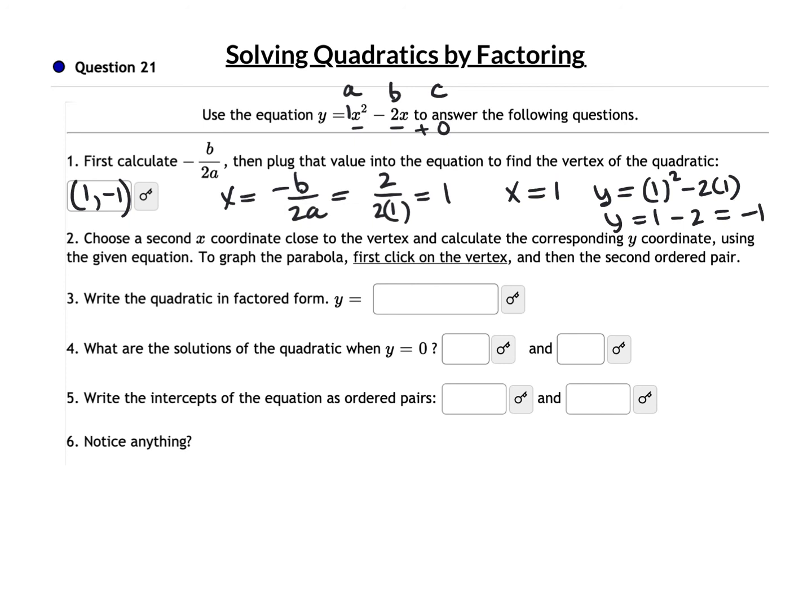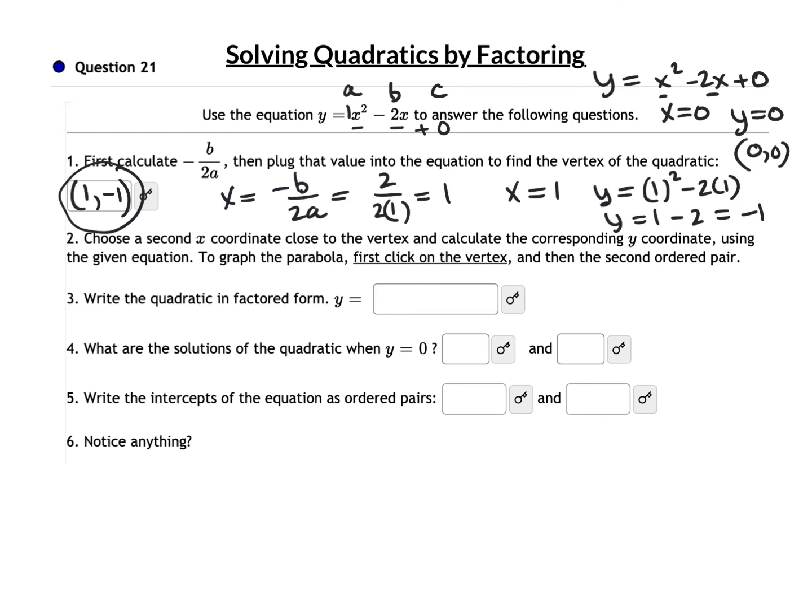On the second part, you're going to graph this thing. You're going to click on the vertex, but you need one more point. The easiest point to get is the y-intercept. Remember, if you take this equation, y equals x squared minus 2x, I'll point out that it's plus 0, and I plug in x equals 0. Notice that it's 0 squared, 2 times 0, and 0. Y ends up being 0. So for your 2 points, first click on 1, -1, then click on 0, 0, and graph it.